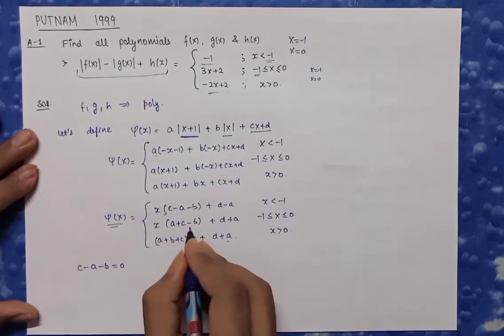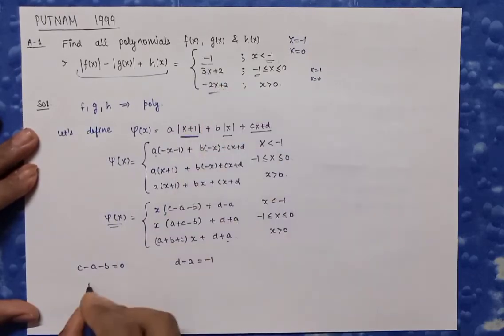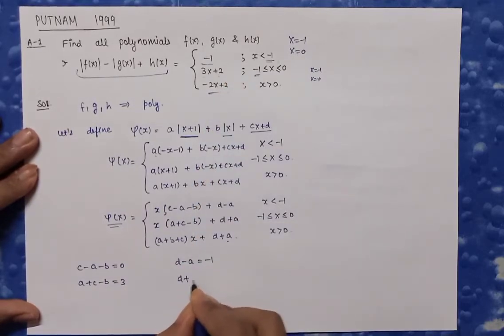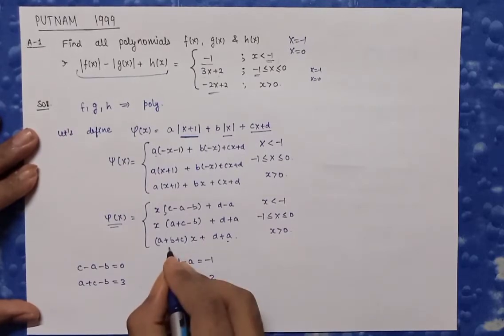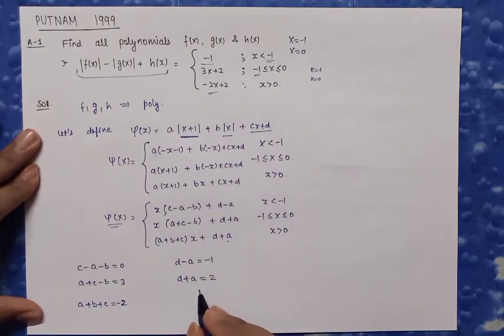When I am comparing the second one, the coefficient of x must be equal to 3. Therefore, a plus c minus b equals 3, and the constant part must be 2: d plus a equals 2. And in the third case, a plus b plus c equals minus 2, and d plus a equals 2. This is the same equation.